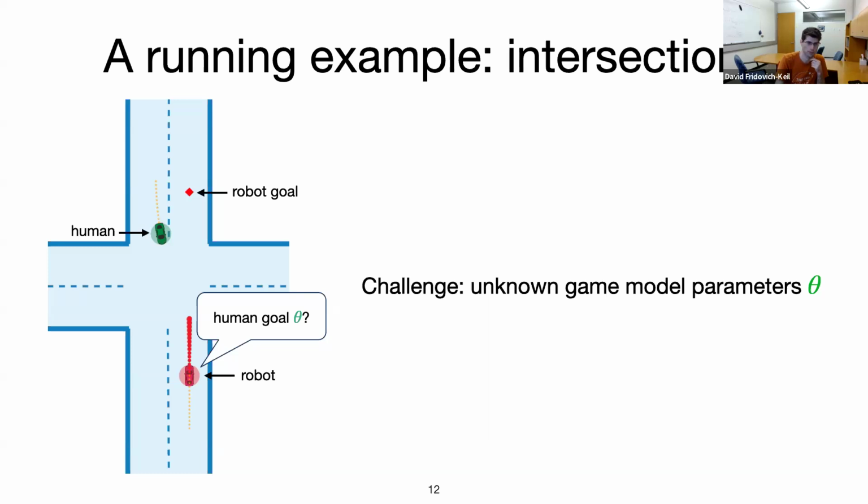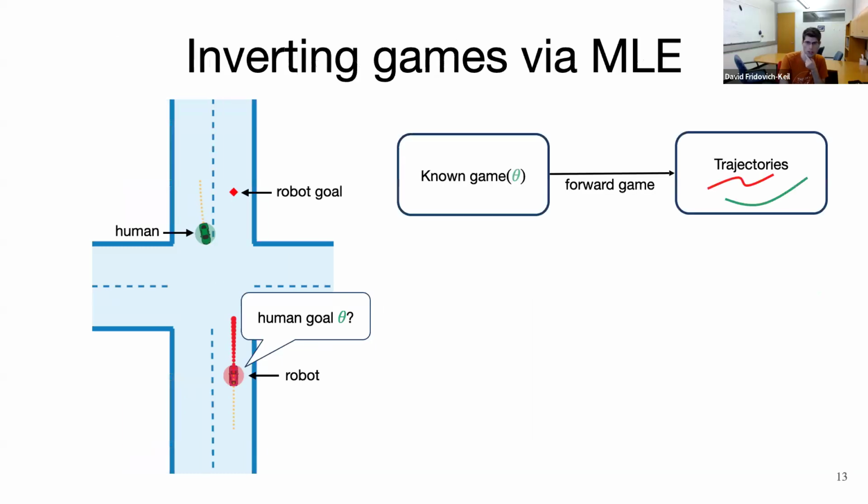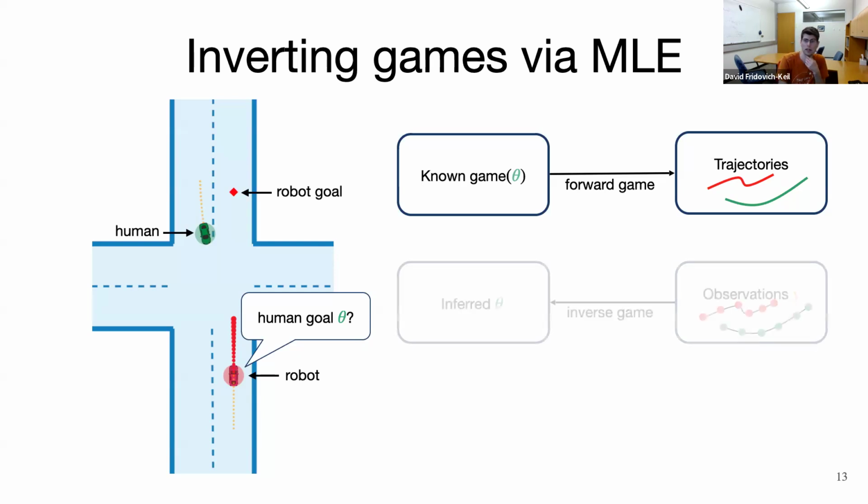Then, once that thing is specified, there's a game. I could solve the game with the tools I showed you before. And that constitutes some plan for myself and some prediction for what the other guy's going to do. So if I knew theta, I could solve the game in forward mode and get a set of trajectories for the players. The one corresponding to me would be my planned trajectory. The one corresponding to the human driver would be what I think he's going to do in response.